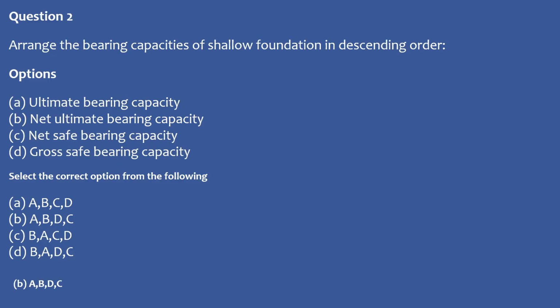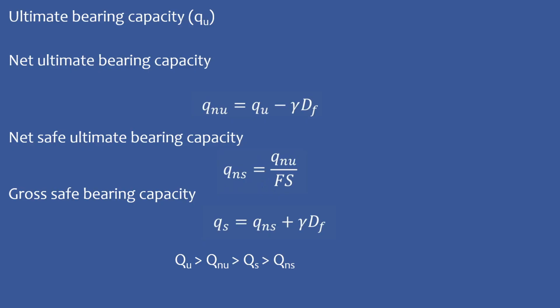So let's check the answer. It's ABDC, and let's see how. Usually your ultimate bearing capacity is given by c Nc plus q Nq plus 0.5 gamma B N gamma, where c is your cohesion, Nc, Nq and N gamma are the bearing capacity factors, q is your overburden stress, gamma is your unit weight, and B is the width of the footing.